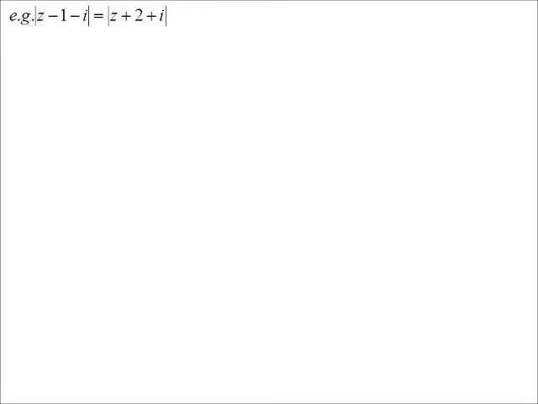Now, I could use algebra. If I did not recognise that, again, I could go back to algebra. And there's the real part squared plus the imaginary part squared equals, on the other side, the real part squared plus the imaginary part squared. Expand out.